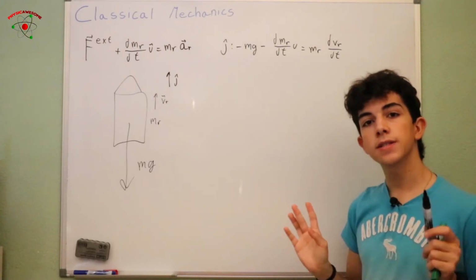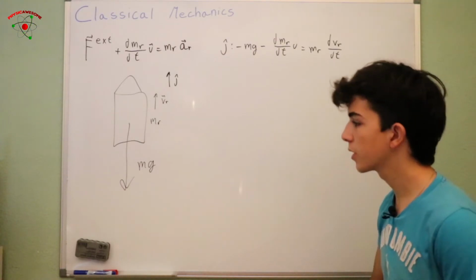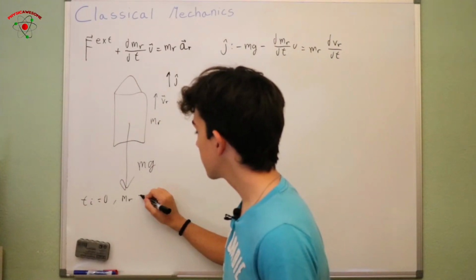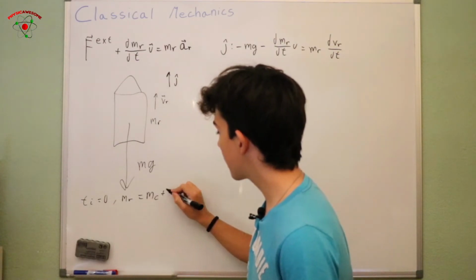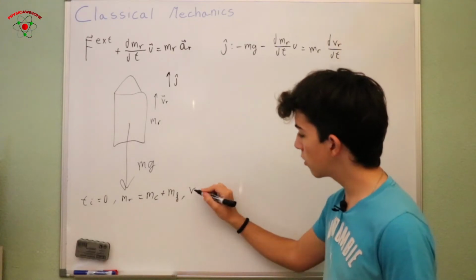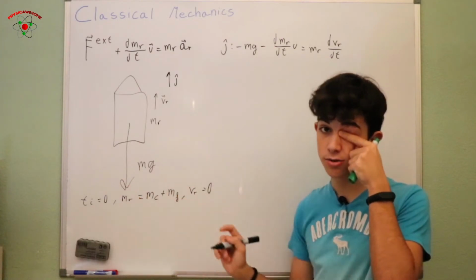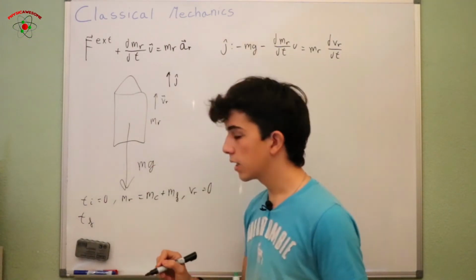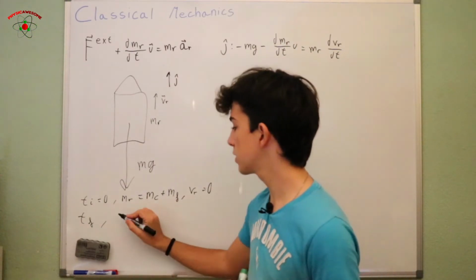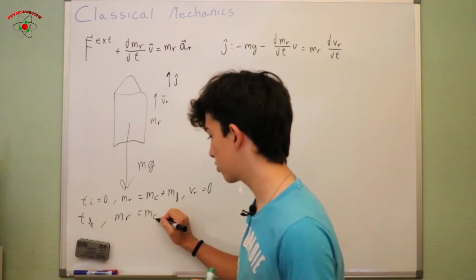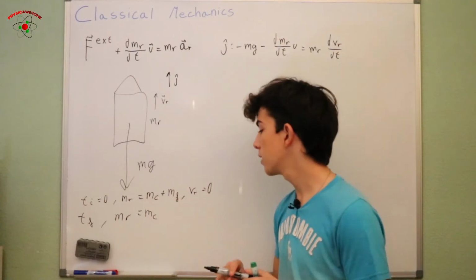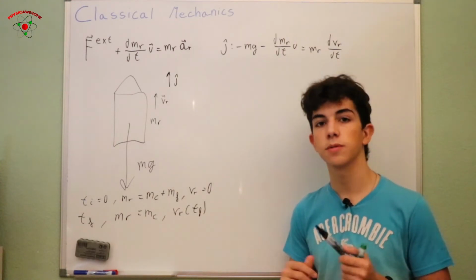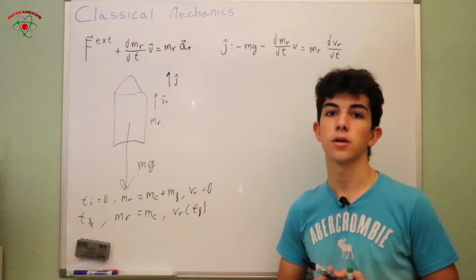Alright, now let's establish what our initial and final conditions will be. We're going to have time initial equal to 0, a time in which the mass of our rocket is going to be equal to the mass of the container plus the mass of the fuel, and the velocity of the rocket is going to be equal to 0. These are our initial conditions, and we are going to try to find the final state at tf. In this case, the mass of the rocket is only the mass of the container. That is, we have used up all of our fuel, and v_r is just going to be dependent on the final time, the total time in which our rocket has been propelling material.